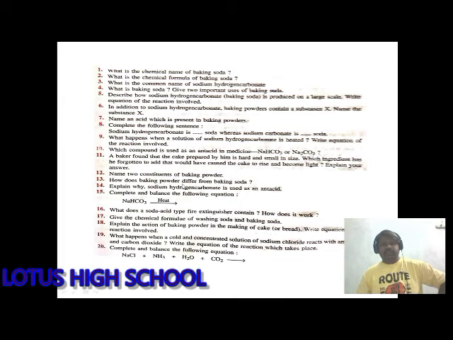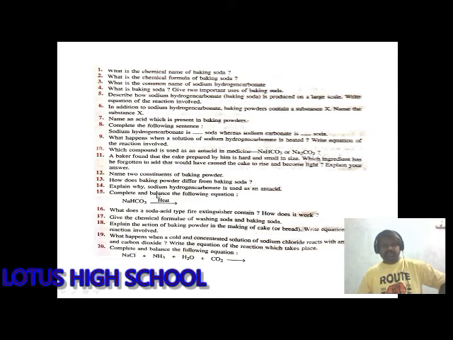Okay, how does baking powder differ from the baking soda? Okay, baking powder is prepared from the baking soda. Explain why sodium hydrogen carbonate is used as an antacid. So here the same question is repeated. That means not the same question. What is the answer that belongs to this fourth question? The same answer is present in these questions.